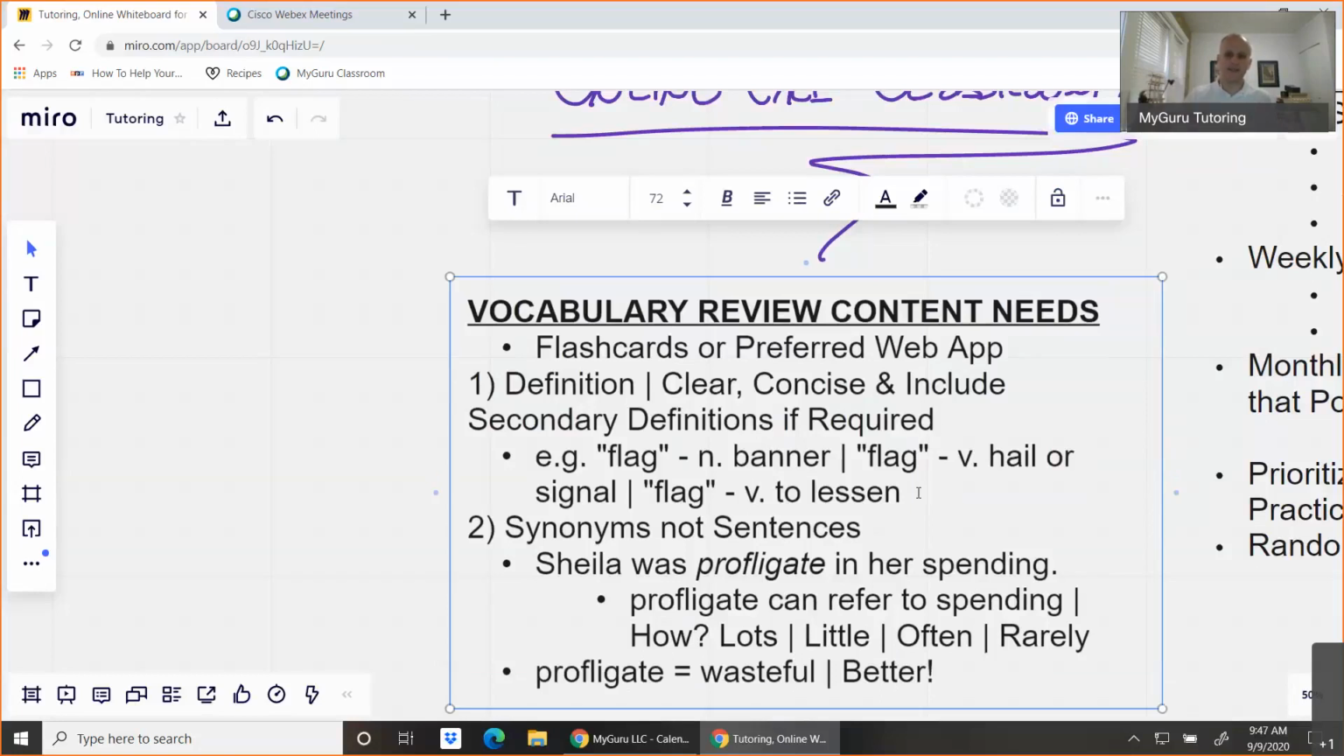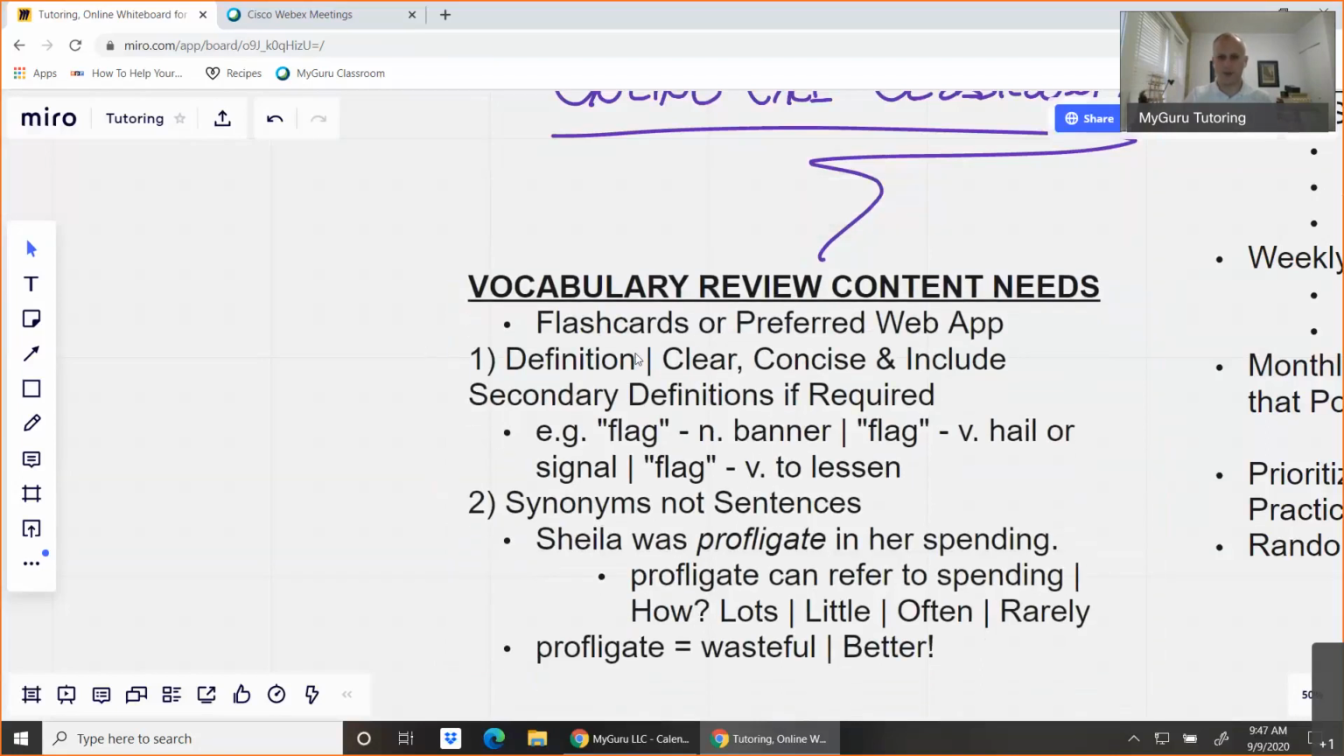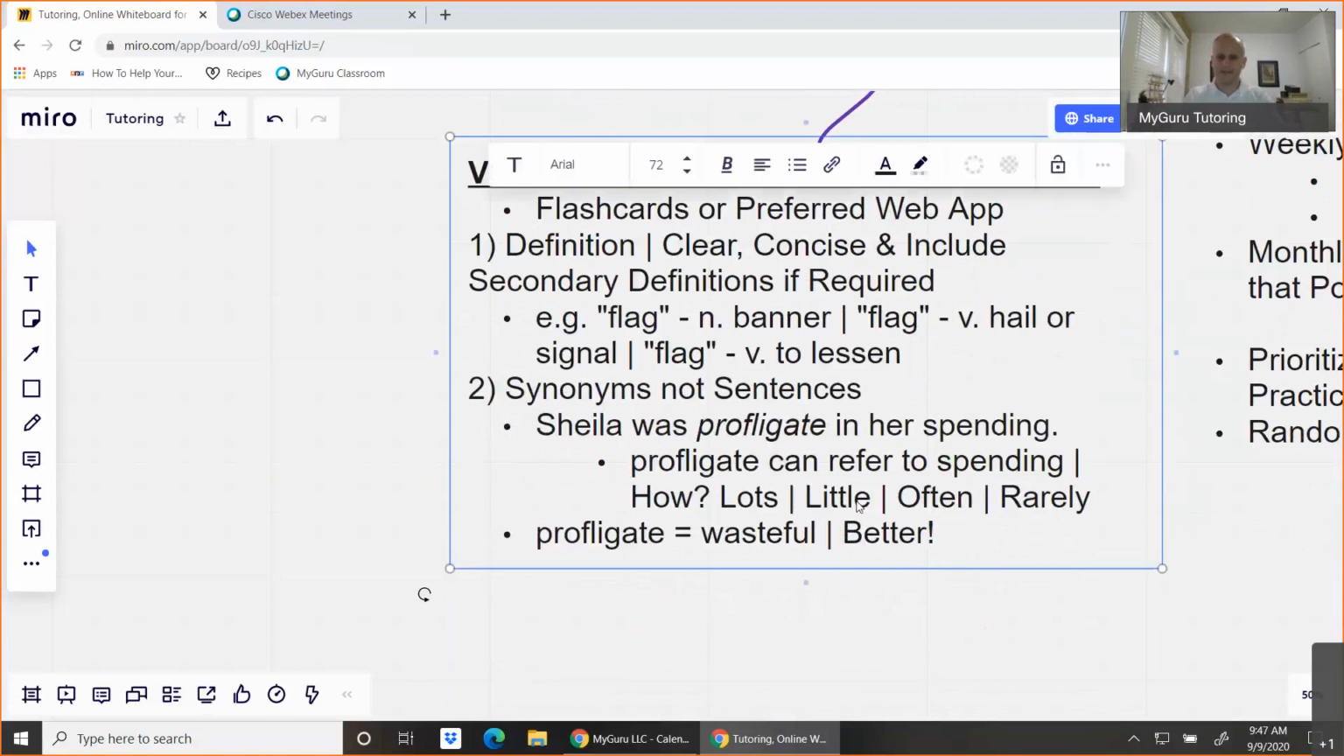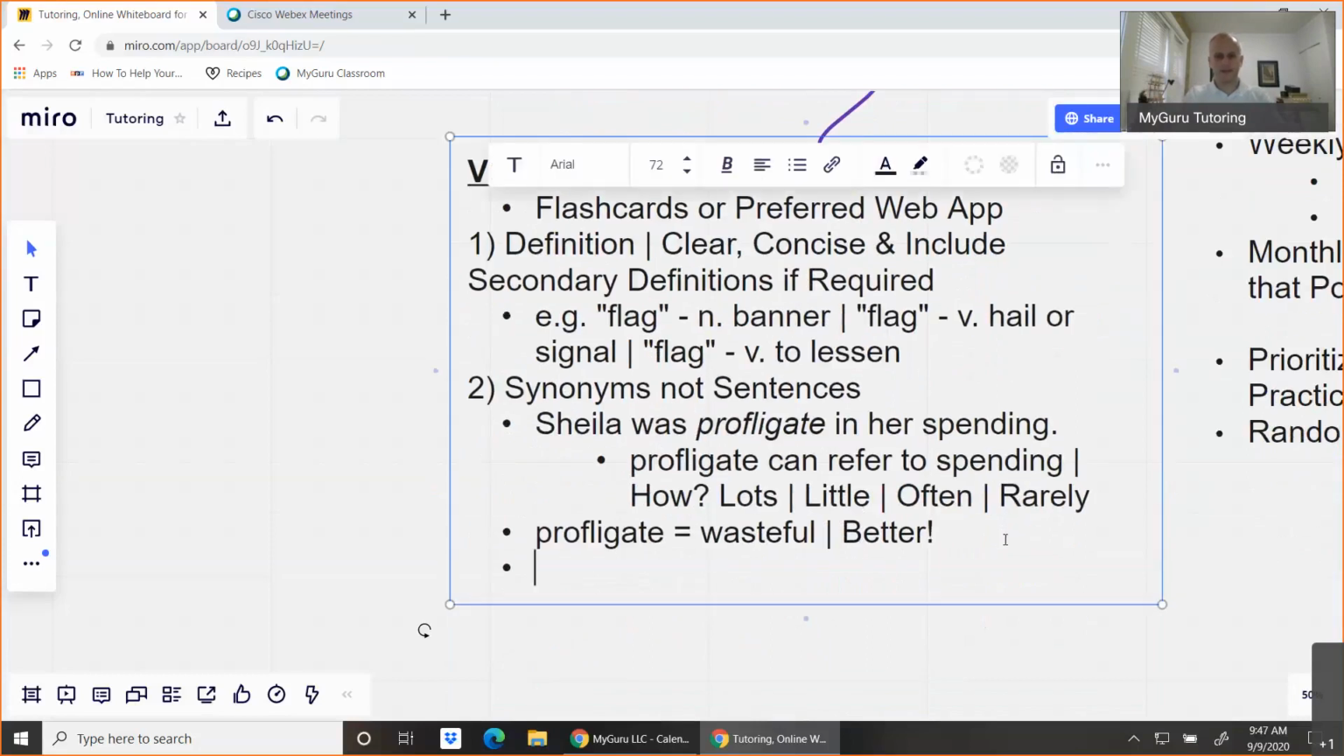So synonyms are going to be better than sentences every time when you're creating your flashcard using your web app. And then lastly is going to be your roots and affixes. The way roots and affixes work, the part of speech will basically tell consistently. This is how it worked in, say, Greek or Roman frequently.